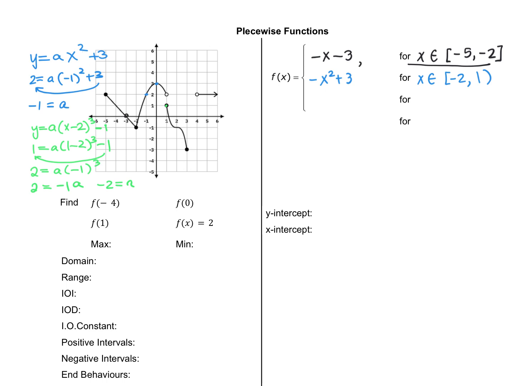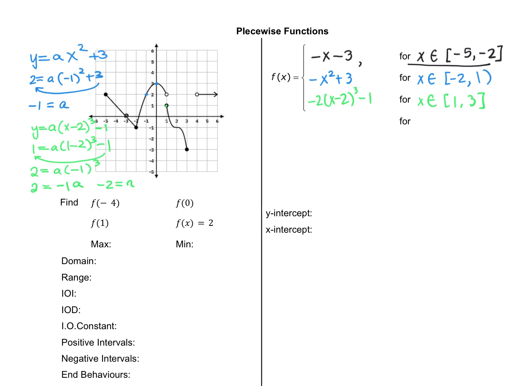So our cubic equation is y = -2(x - 2)³ - 1, and that's from the x values of 1 to 3, including them, because those are closed points. And our final equation is this horizontal line.